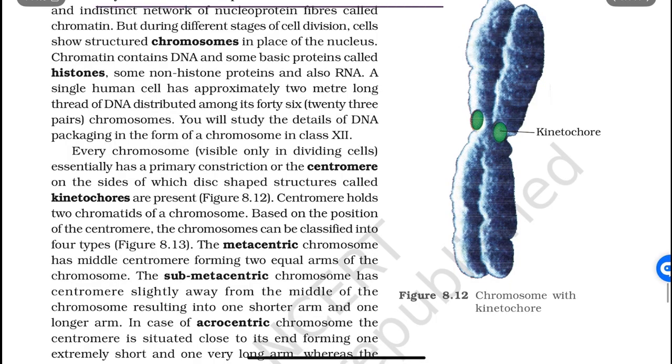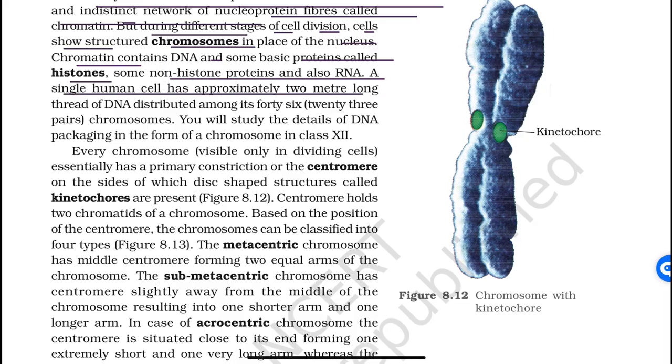You may recall that the interphase nucleus has a loose and indistinct network of nucleoprotein fibers called chromatin, but during different stages of cell division, the cells show structured chromosomes in place of the nucleus. Chromatin contains DNA and some basic proteins called histones. Some non-histone proteins and RNA are also present. A single human cell has approximately 2-meter long thread of DNA distributed amongst its 46 chromosomes, that is, 23 pairs of chromosomes. You will study the details of DNA packaging in the form of chromosome in class 12.